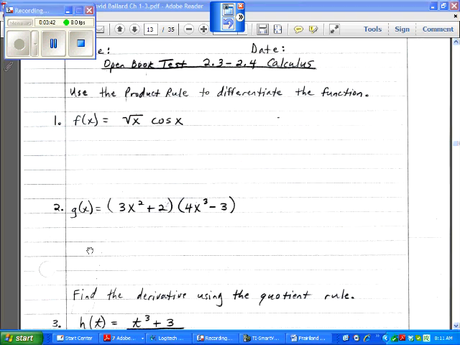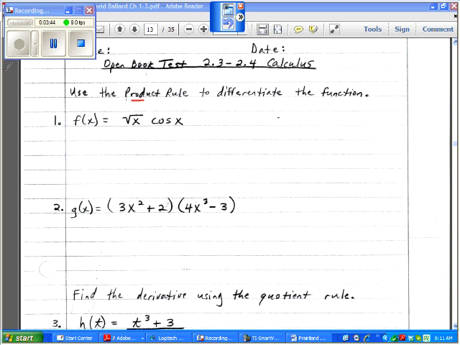Okay, so this is saying to use the product rule. Sometimes we could actually multiply and avoid the product rule and just use the sum or difference rule, but this told us to do it this way, so that's what we're going to do. We're going to follow the directions here and use the product rule. So to find the derivative using the product rule, we would take the first times the derivative of the second.